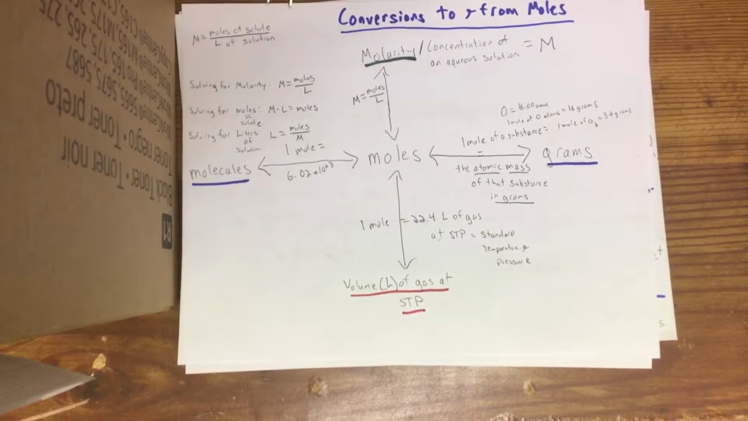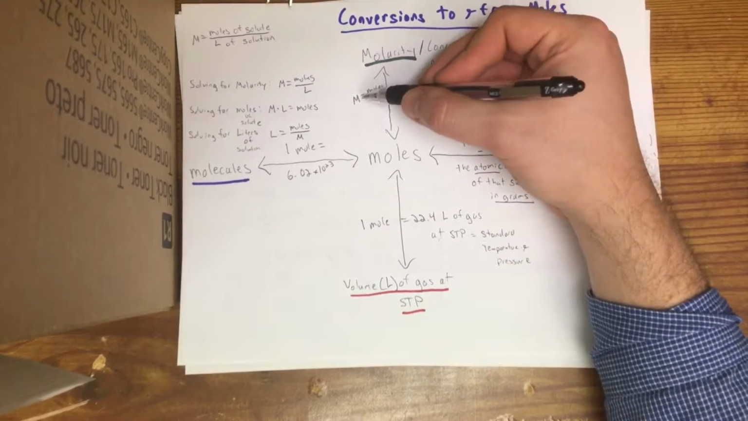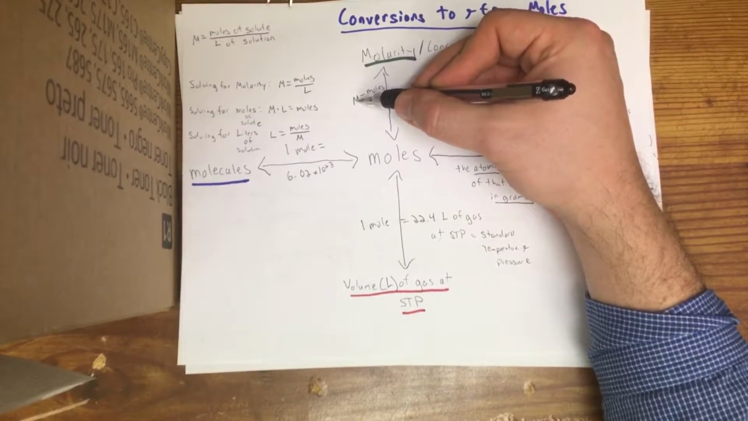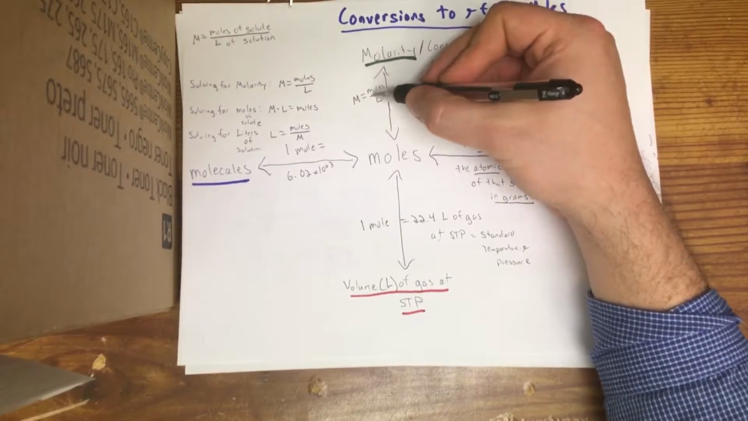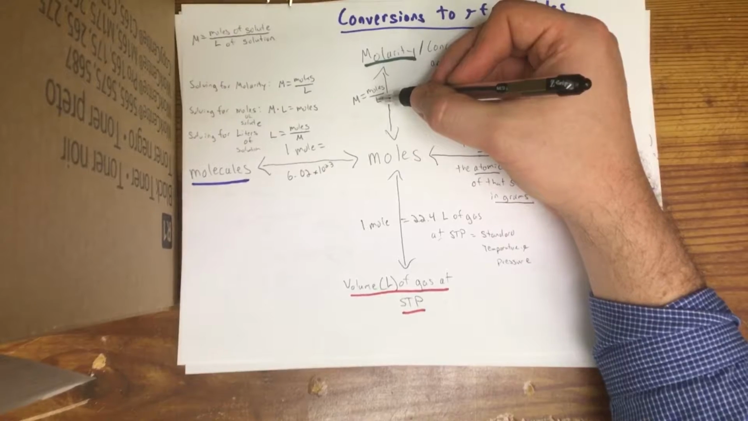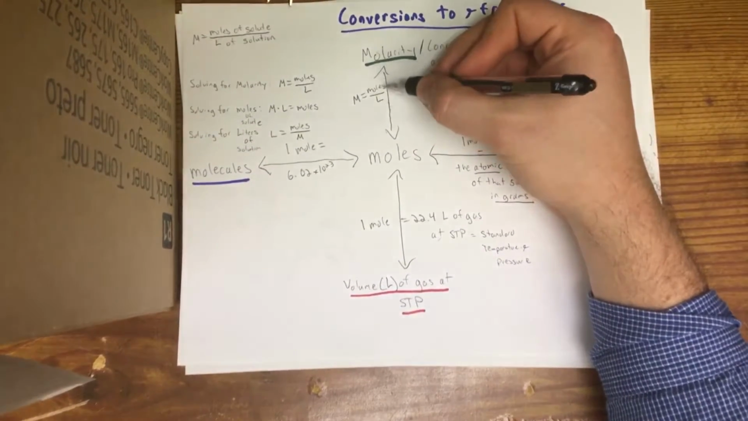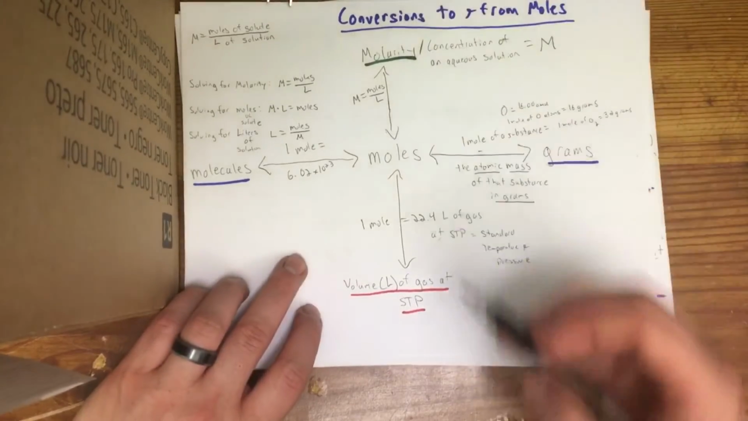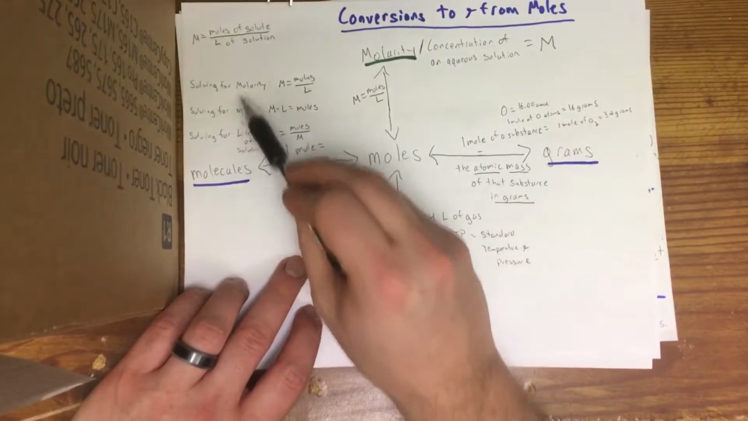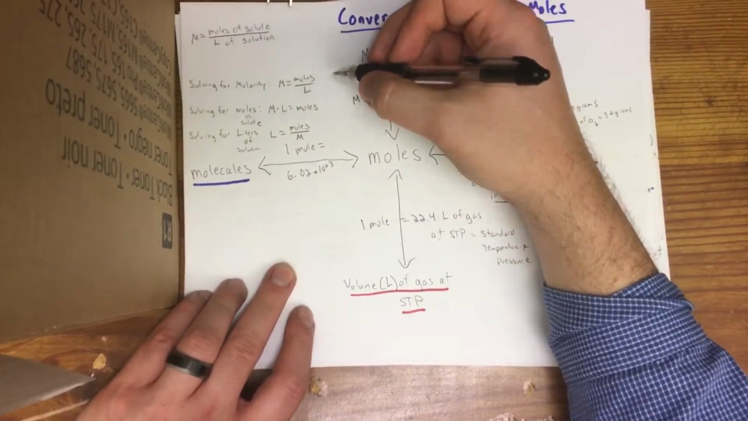So we also need to be able to use this equation in a variety of ways. We need to be able to take any of these three variables, molarity, number of moles of solute, and number of liters of solution, and given any two of these variables, we need to be able to solve for the third one. So I've listed over here the various ways that this algebraic equation solves itself.